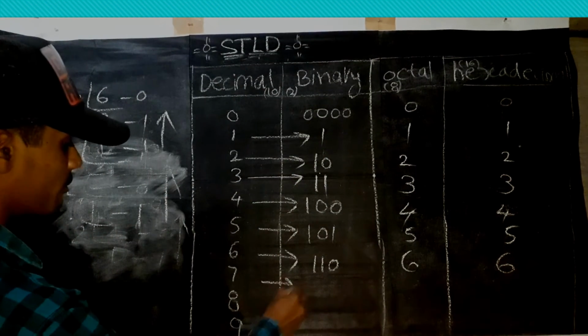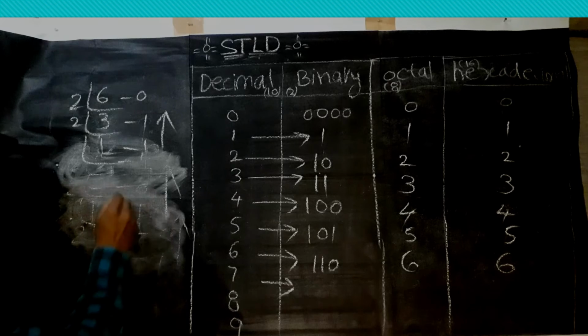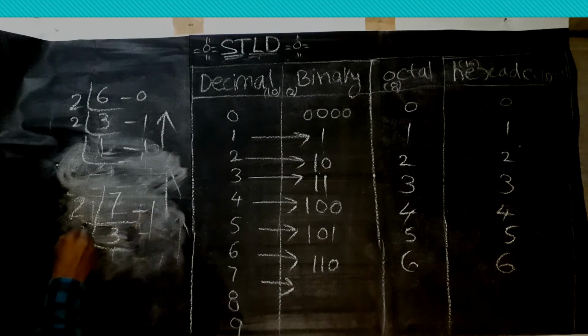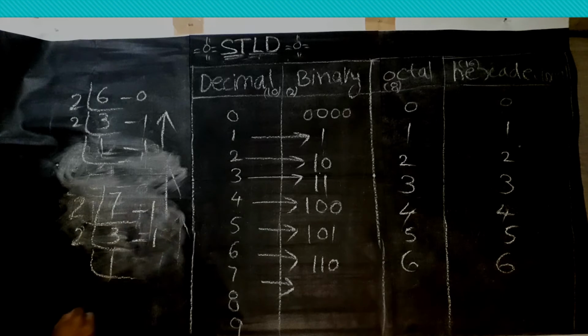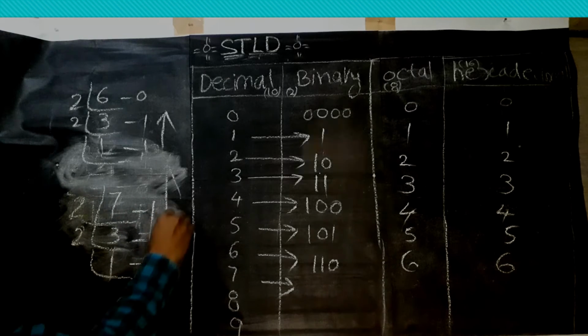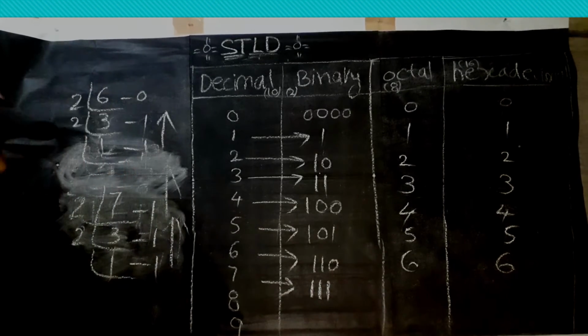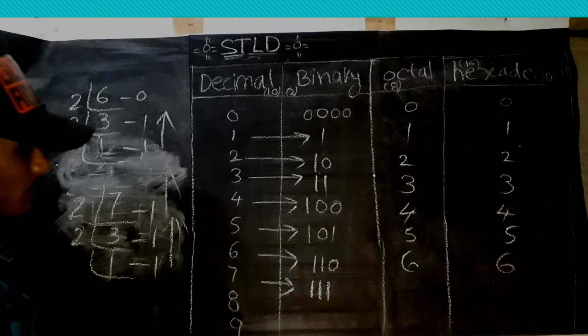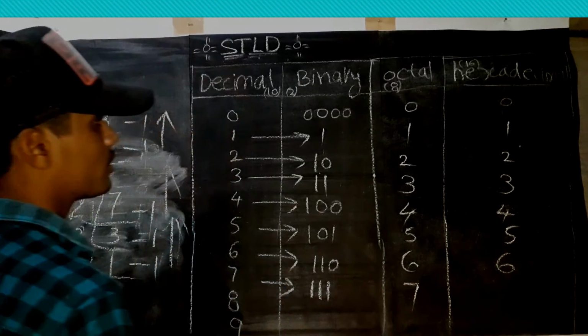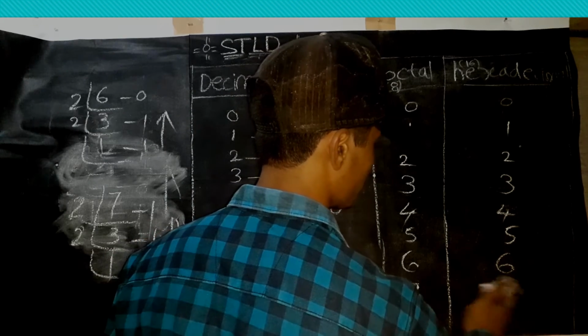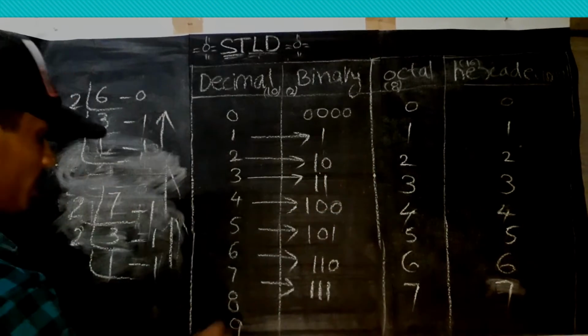Here, the binary code of 7: the decimal number 7 divided by 2. 3 2s are 6. The remainder is 1. 2 ones are 2. The remainder is also 1. This is the last 1. The binary code of 7 is 3 ones, 1, 1, 1. The octal is 7. The hexadecimal number is also 7. Now 8.